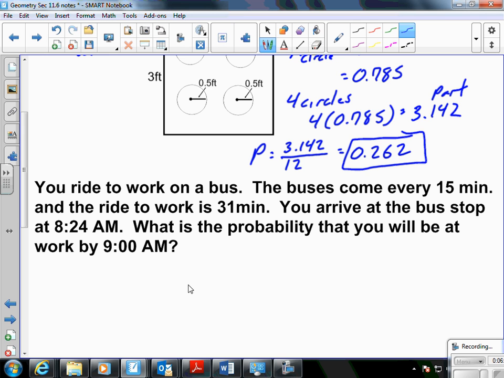So I'm going to cross out this first line because it really has no weight on what we're doing. We just want to look for the numbers and how they apply. So we basically want to go from the bus stop to work.